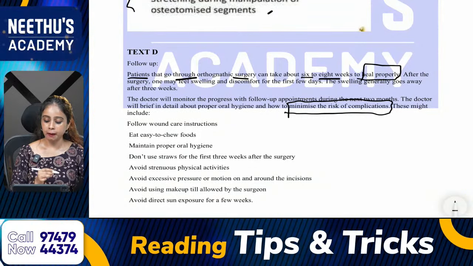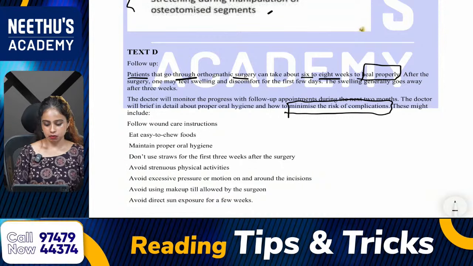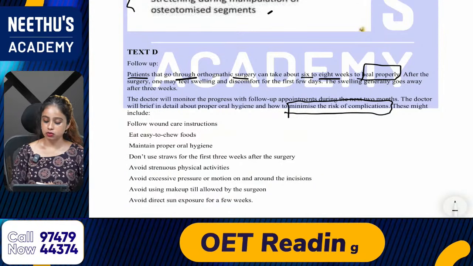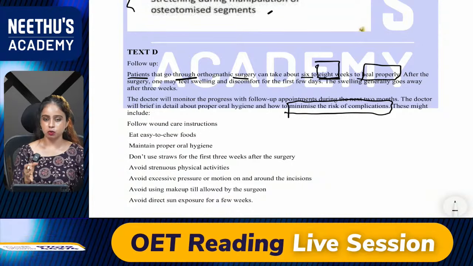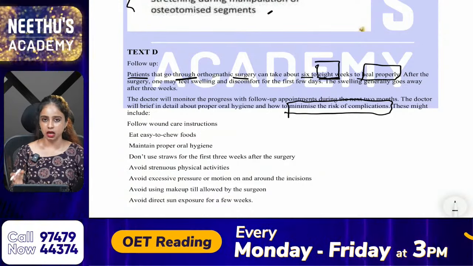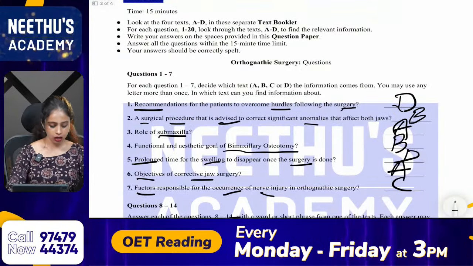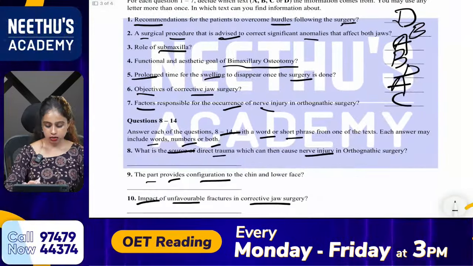So, what is the maximum? That is the question, right? Okay. So, what is the maximum time? So, 6 to 8. So, minimum which is 6, maximum that is 8. So, that answer is 8 weeks. Okay. Answer is 8 weeks.